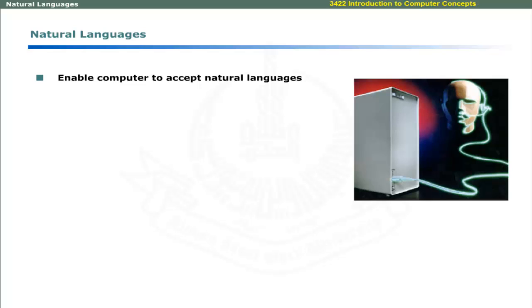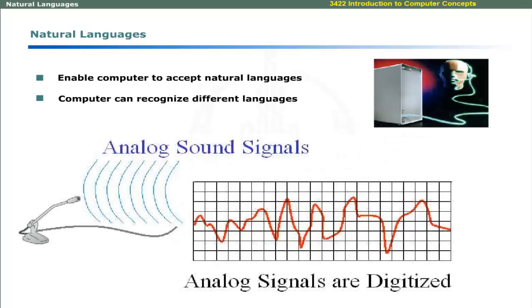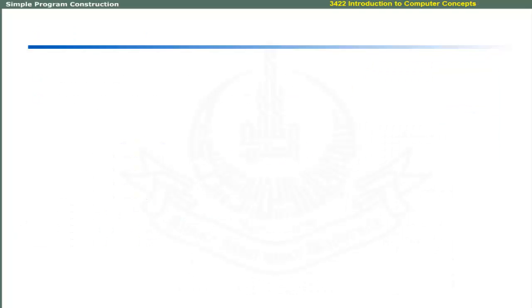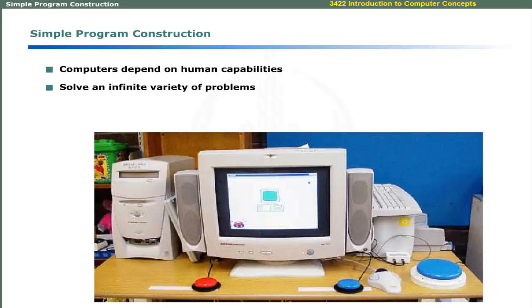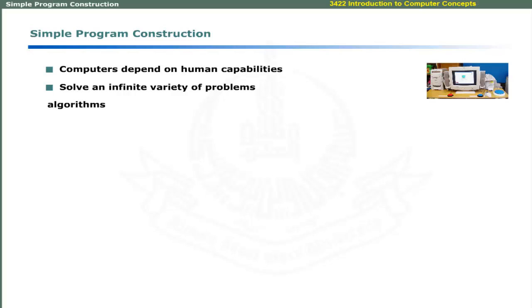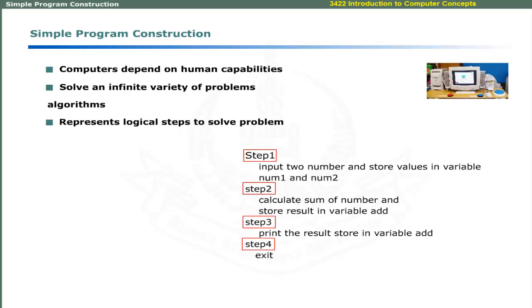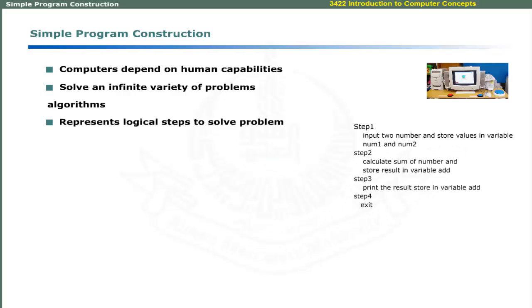Natural languages enable computers to accept instructions in the form of natural languages like English. At present, computers can accept and recognize different languages. A computer is a general-purpose machine that can solve an infinite variety of problems. However, the problem-solving capability of a computer is entirely dependent on the human ability to develop efficient algorithms. An algorithm represents logical steps to solve a problem.